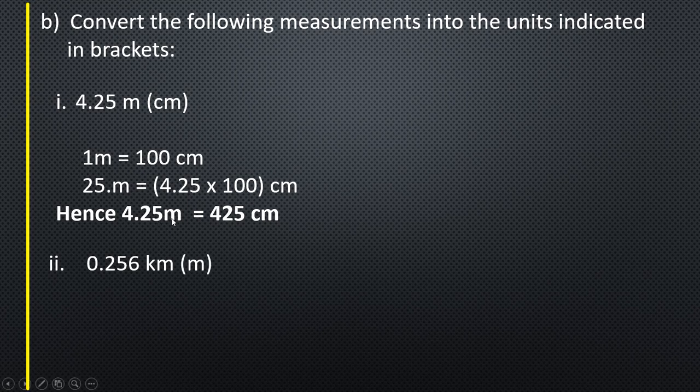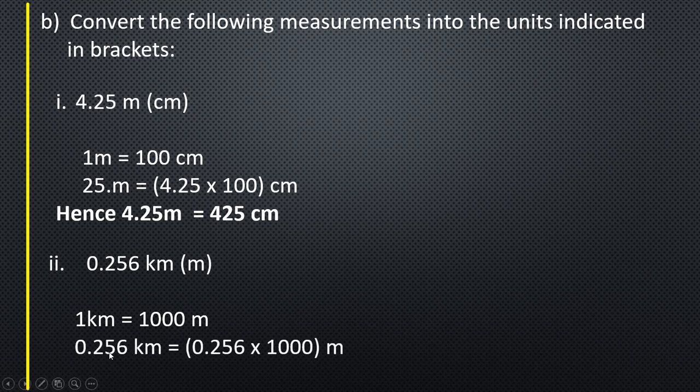Example 2. If you have 0.256 kilometers, convert it to meters. Then you have to know how many meters are in 1 kilometer. So 1 kilometer is about 1,000. Kilo means 1,000. So 1 kilometer means 1,000 meters. So how about 0.256? We shall multiply like we did in the first example. We just multiply by 1,000 and we get our answer as 256 meters.